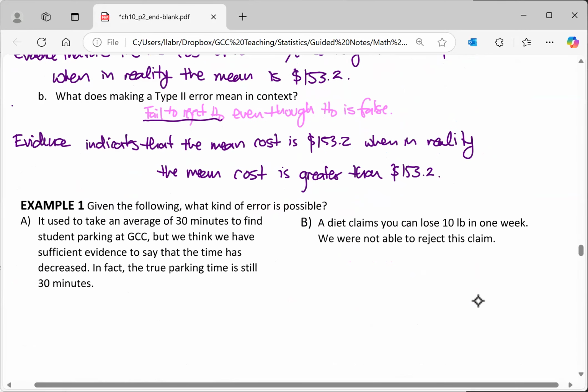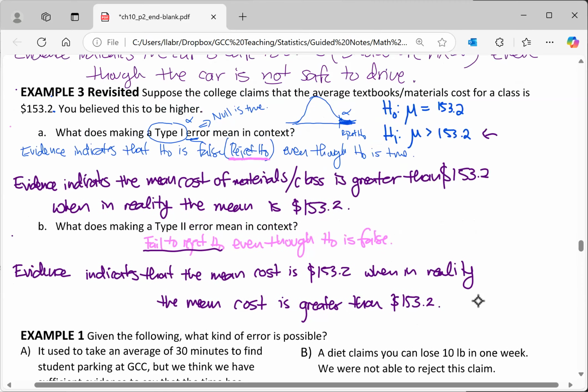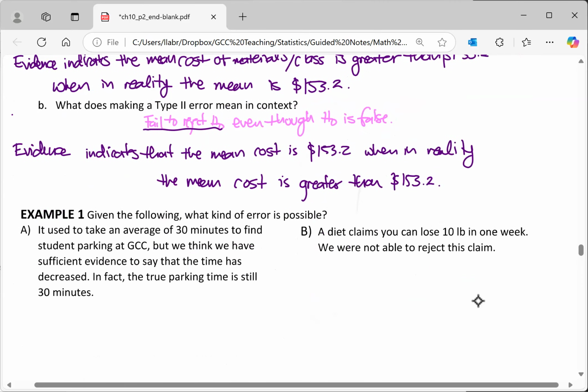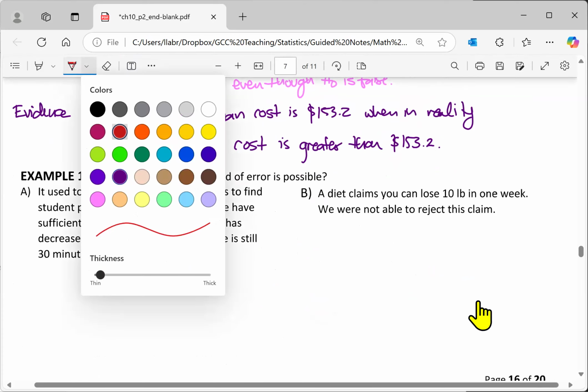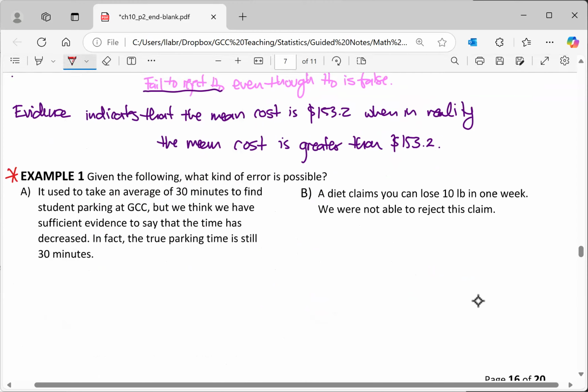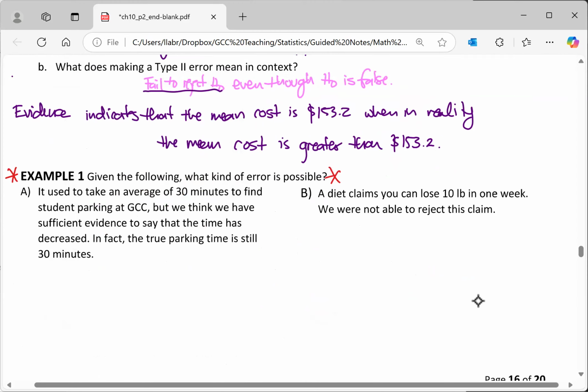Let's go ahead and look at different kinds of interpretations. This one was an interpretation. Now what I want to do is say, given the conclusion, what kind of error is possible? This is important because this is what you're going to be asked in your lab. So make sure you take a look at this example, because given the following, what kind of error is possible? That question is the question that's asked in your lab.